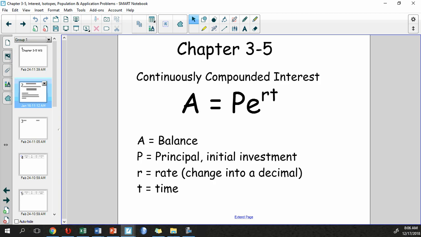Okay, the first thing you guys need to know is that we're going to be talking about PERT again. And we're going to do applications problems with PERT, okay? PERT is our continuously compounded formula, right? So P is still going to be our principal. E is still our number 2.718. The rate is still going to be your decimal that you have to change from a percent to a decimal. And time is still going to be our number. If it's 40 years, 10 years, whatever it is, you're going to put that number in there. And A is our balance.